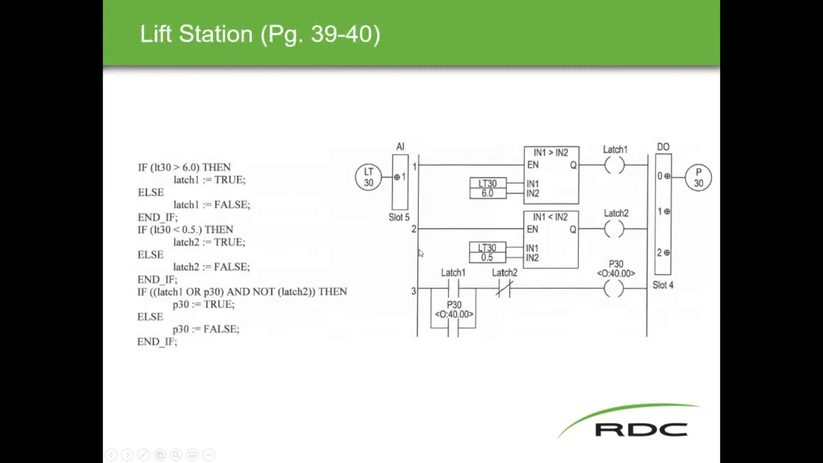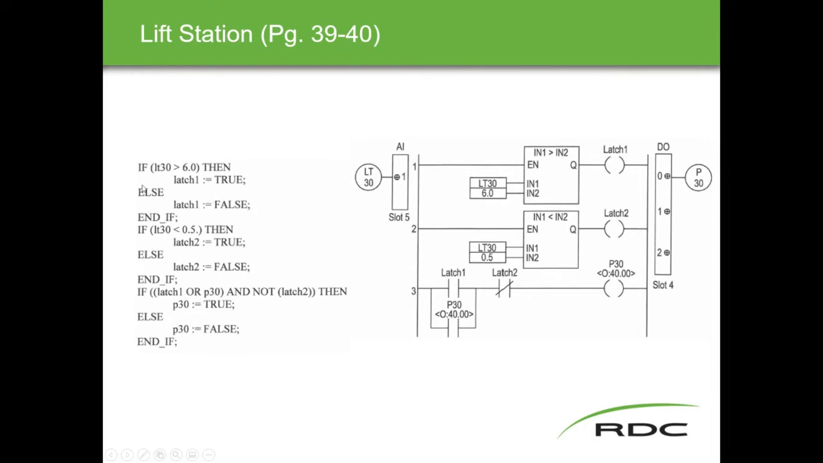Okay. So let's see what that means in relation to something that you probably do understand. We recognize our pump scenario here again. We have if level transmitter 30 is greater than 6, latch number 1. If LT30 is less than 5, latch number 2 comes on. Basically, high level turns on the pump, low level turns off the pump.